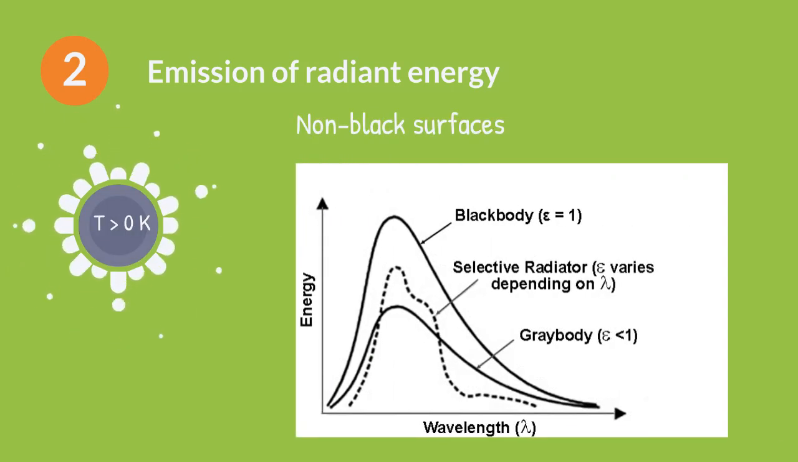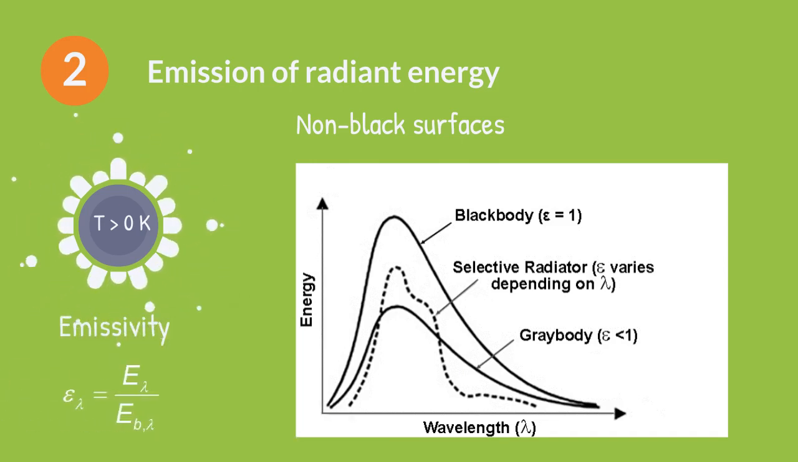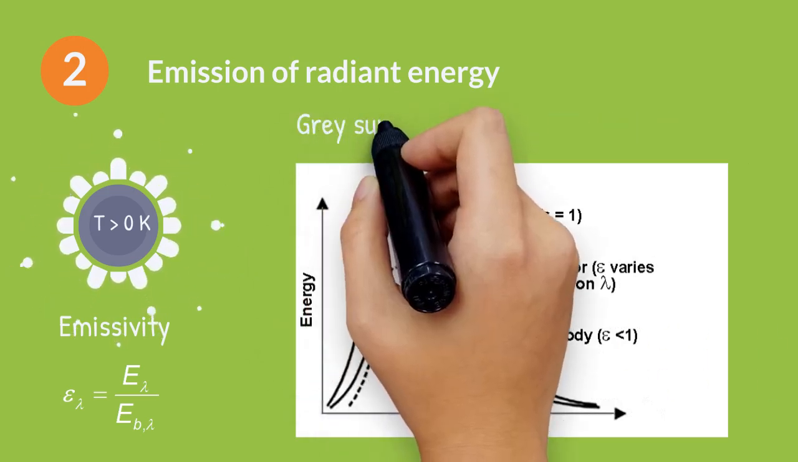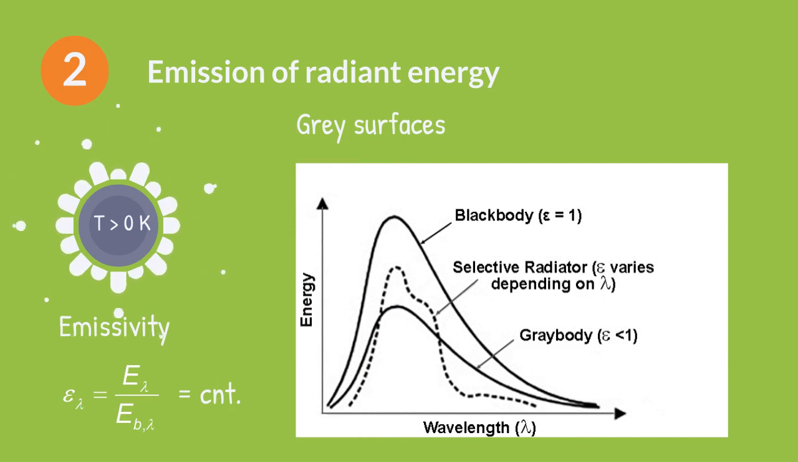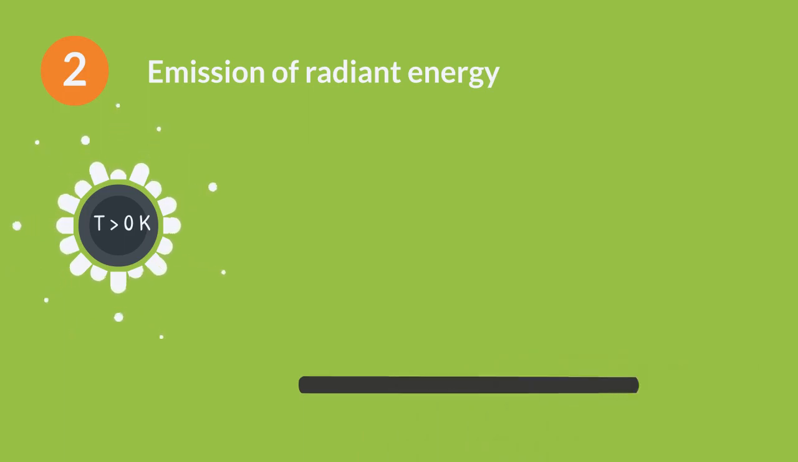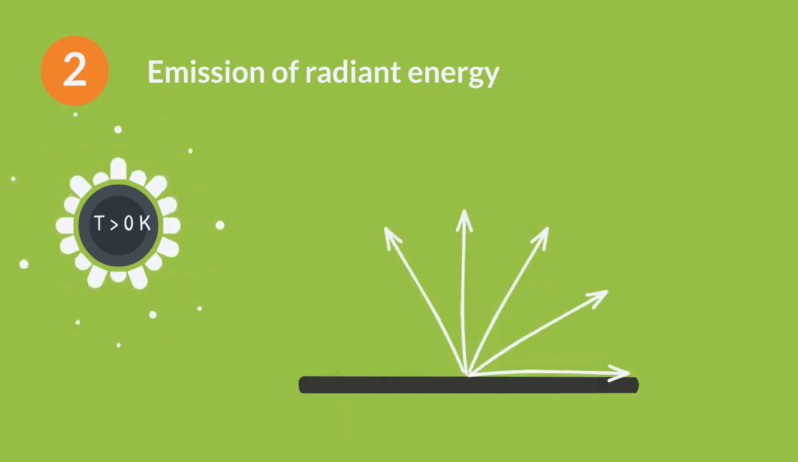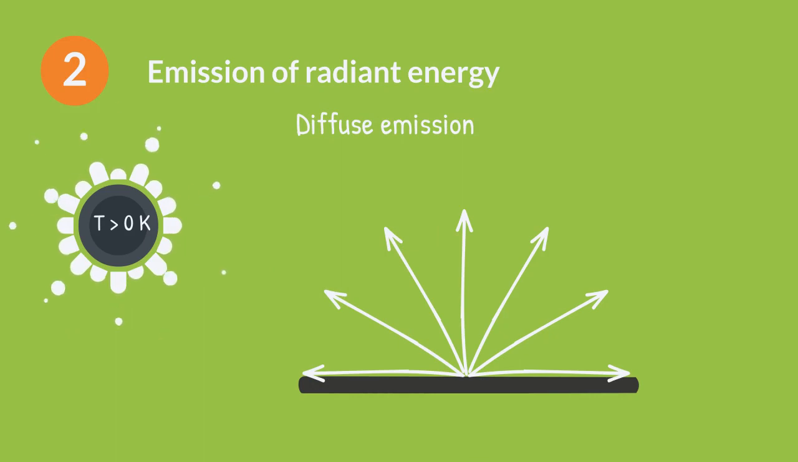The emission spectrum of real surfaces can be compared to that of a black surface at the same temperature. Spectral emissivity is the ratio of the monochromatic emissive power of the actual surface to the monochromatic emissive power of a black surface at the same temperature. When the emissivity is constant, it is called a gray surface. The emission can be directional or diffuse. In this course, we will focus on diffuse emission, which is one in which the emission is uniformly distributed in all directions in space.